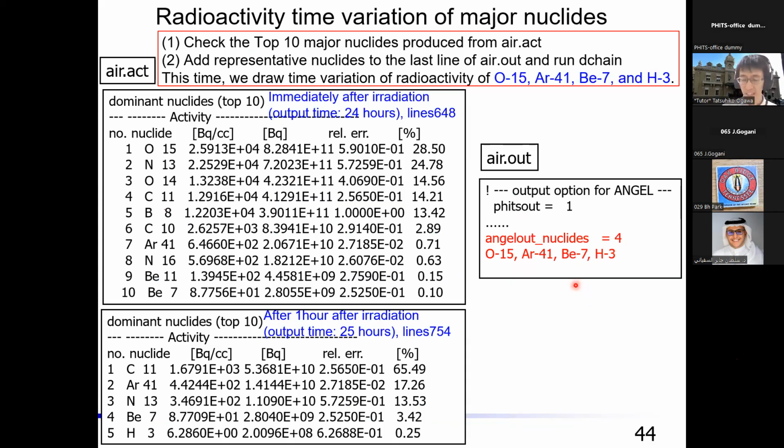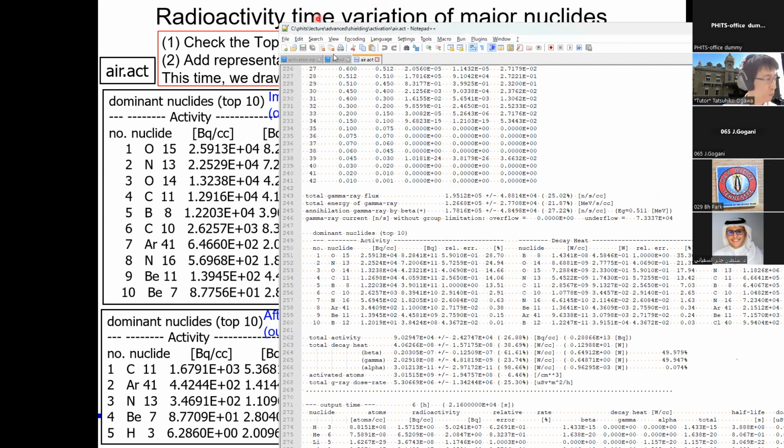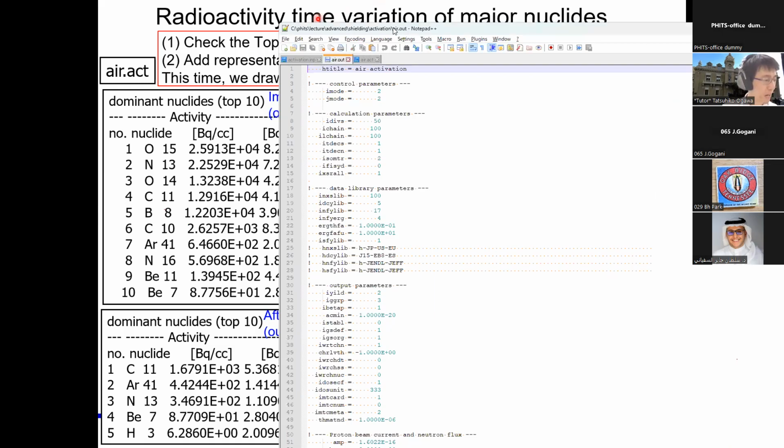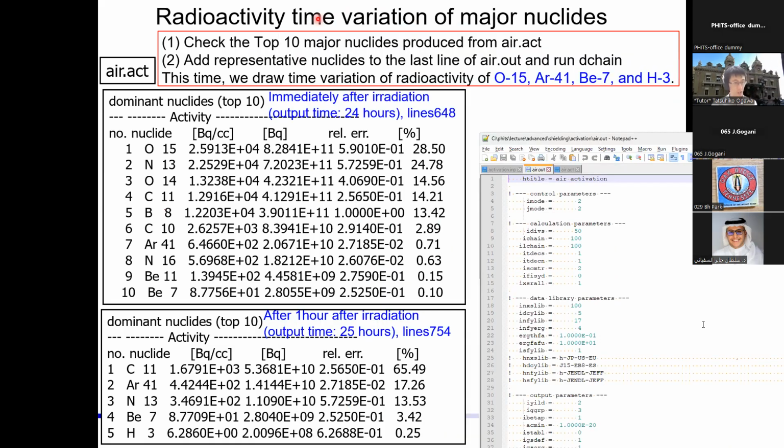This might be something relevant to one of the questions we got in the lecture on DCHAIN, asking whether we can filter particular isotopes of interest. If I remember right, I said no because I didn't remember this parameter, angel-out nuclides. By doing that, we can filter and pick up some isotopes of interest.